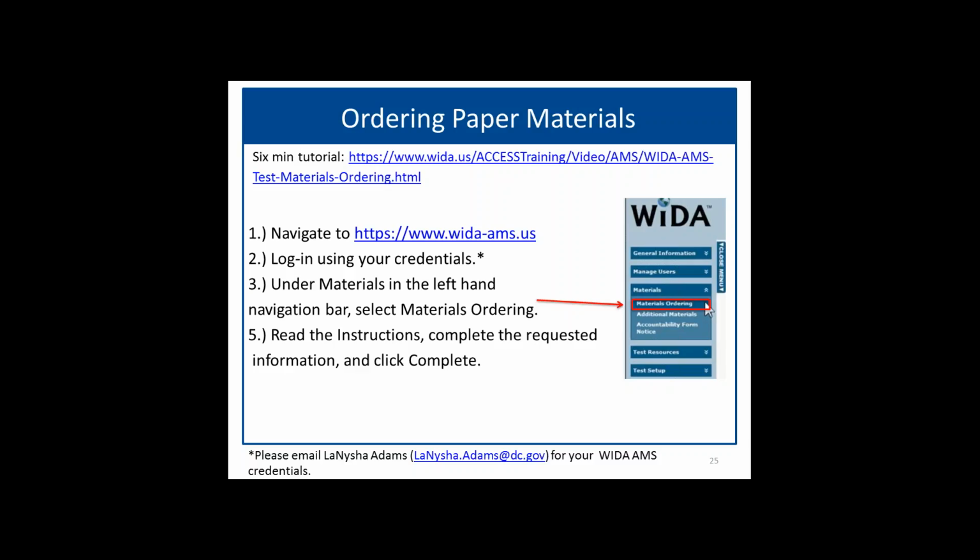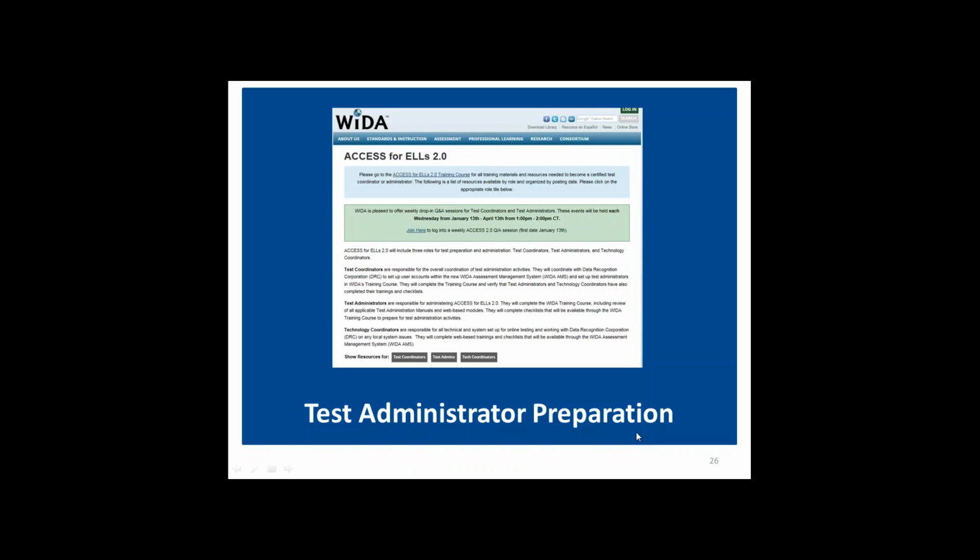I'm not going to show this video, but it's very similar to the one we just saw, and I would recommend, if you have to order paper materials, to actually walk through and listen to this tutorial. It's very instructive. So that is all for the roster completion and test materials ordering process. Test materials have to be ordered by March 18th, which is the deadline for that.